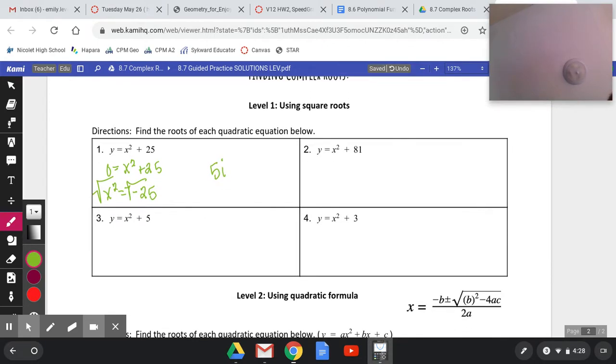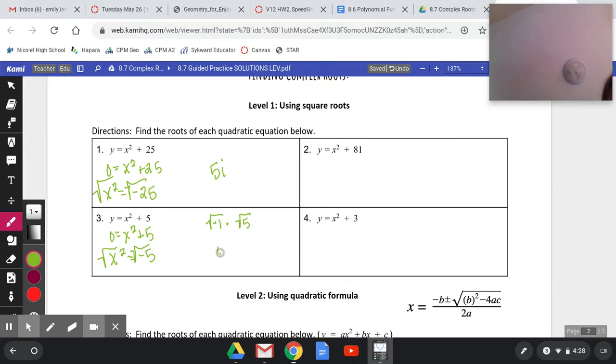Looking at this next example, 0 equals x squared plus 5. I would subtract the 5, so x squared is equal to negative 5. Take the square root of that. 5 is not a perfect square, so what I'm going to do is leave it as the square root of negative 1 times the square root of 5.